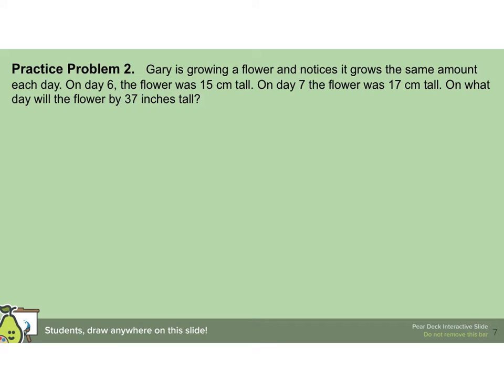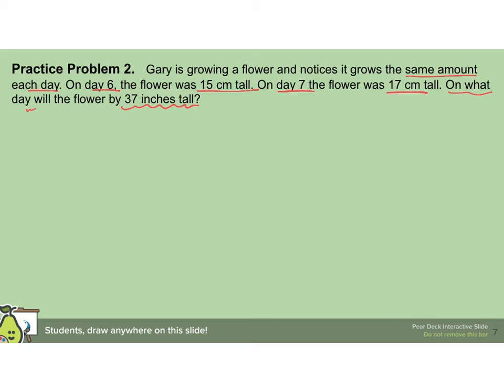All right, practice problem 2. Let's go ahead and annotate. Gary's growing a flower, grows the same amount each day. They're letting you know the slope is the same all the time. So on day 6, it's 15 centimeters. On day 7, it's 17 centimeters. On what day will it be 37 inches tall?